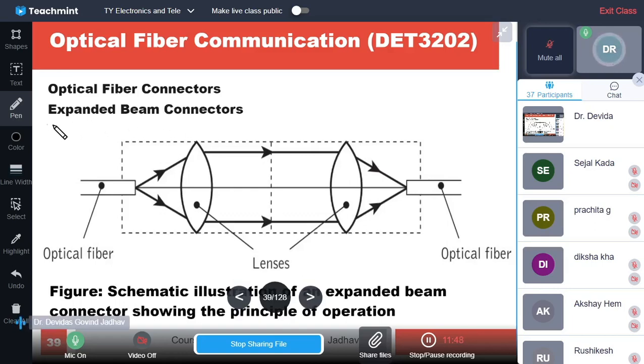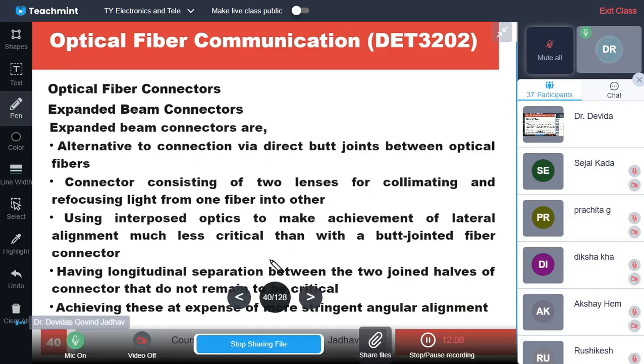So this is one more connector, the expanded beam connector, in which lenses are used. Lenses can collimate the beam, and lenses can refocus the beam. So this is the illustration of an expanded beam connection. This is the alternative to direct butt joints, and the connector consists of two lenses for collimating and refocusing the light. Using the interposed optics makes the lateral and longitudinal alignments less critical, less important, but it requires very stringent angular alignment.